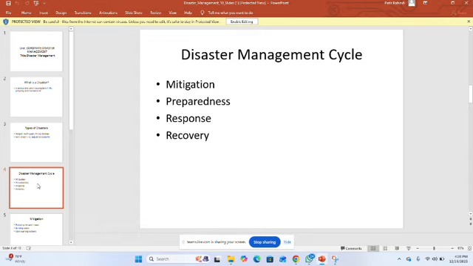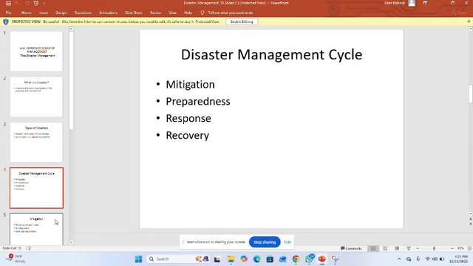Somebody to read for me what you are seeing on my screen. What I'm seeing on the screen is the disaster management cycle. There is mitigation, preparedness, response, and recovery. Those are the phases on how to manage disasters.